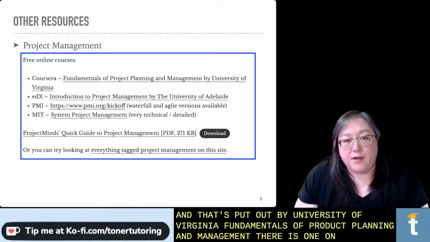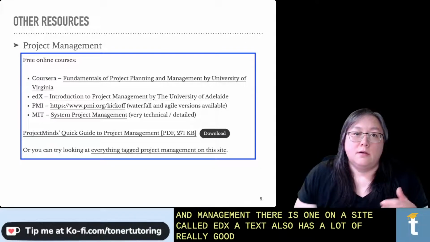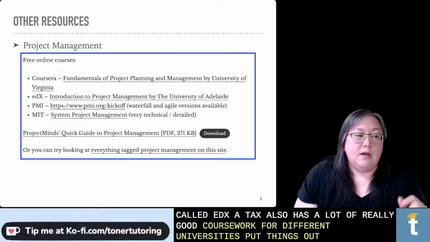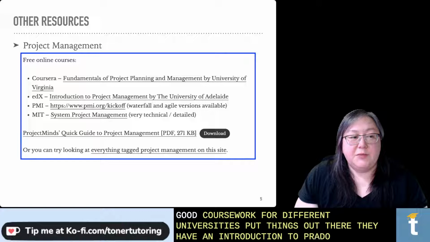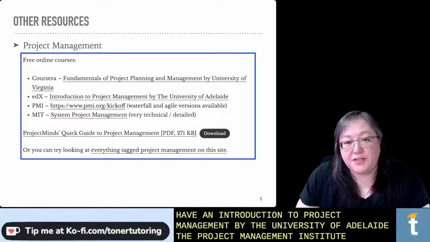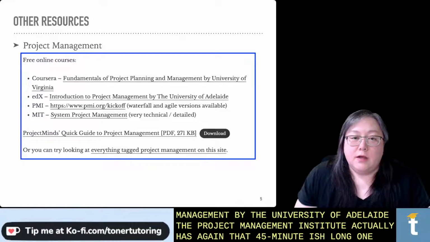There's one on a site called edX. edX also has a lot of really good coursework for different universities, put things out there. So they have an introduction to project management by the University of Adelaide. The Project Management Institute actually has, again, that 45-minute-ish long one called Kickoff.